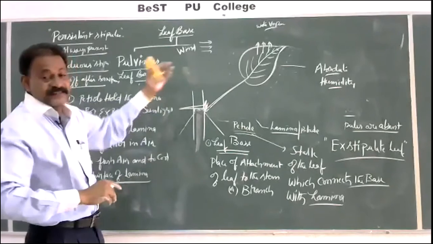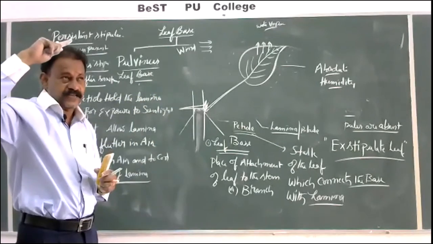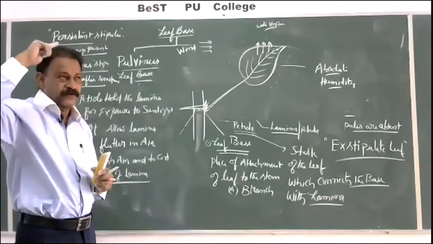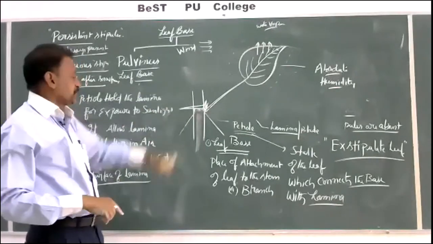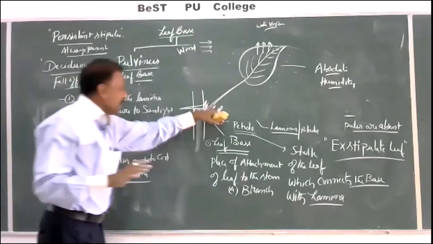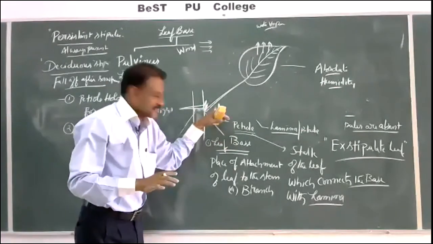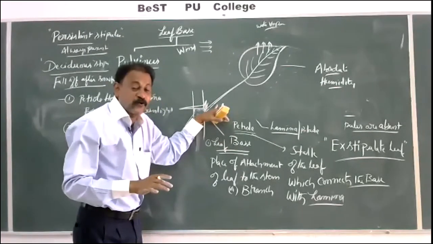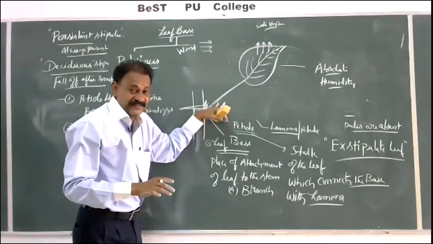And again, we will repeat this in the class of transpiration and translocation of plants in the coming future. So, petiole is made up of some tissue which is called collenchyma. You might have studied in school.